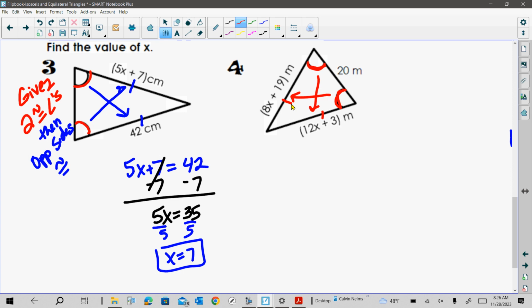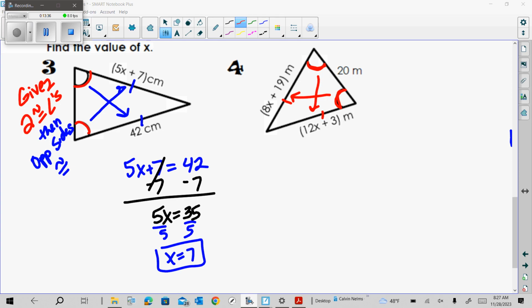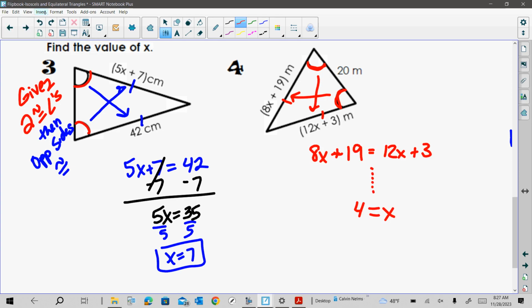And then we're going to talk about the homework that's due today before you leave. Did you get 4? X equals 4? Yep. All right, we're good.